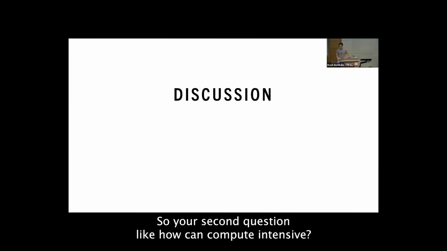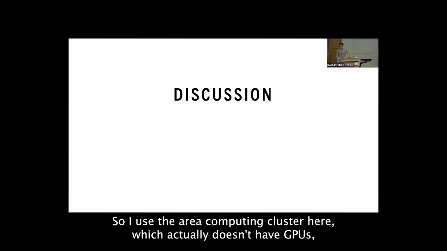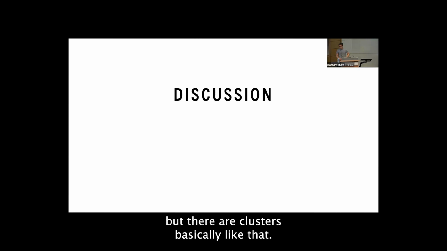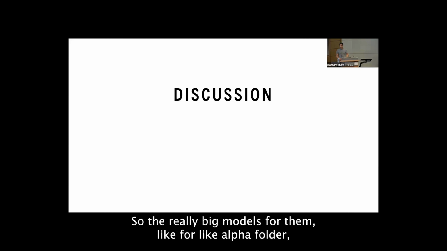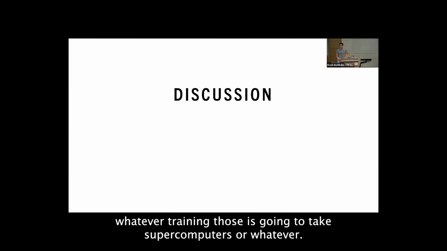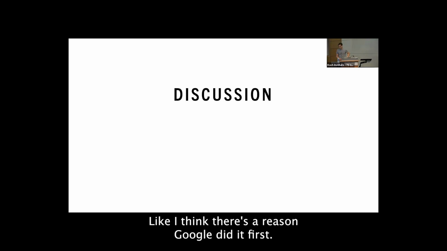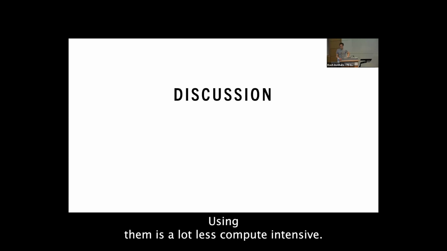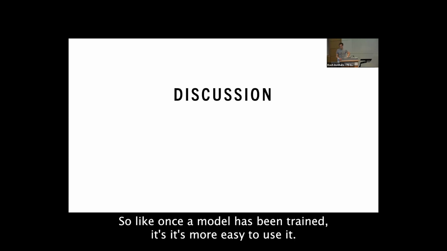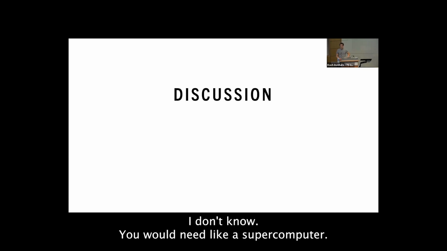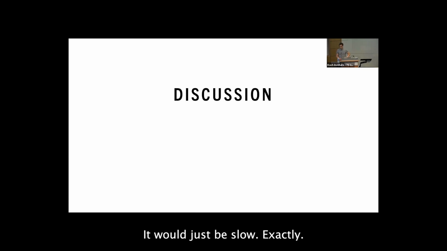So your second question, how compute intensive is it? I use the Luria computing cluster here, which actually doesn't have GPUs, but there are clusters. Basically, it's really going to depend on the application. For the really big models like AlphaFold, training those is going to take supercomputers. I think there's a reason Google did it first. Using them is a lot less compute intensive. Once the model has been trained, it's easier to use it. I don't know if you would need a supercomputer or if it would just be slow exactly.